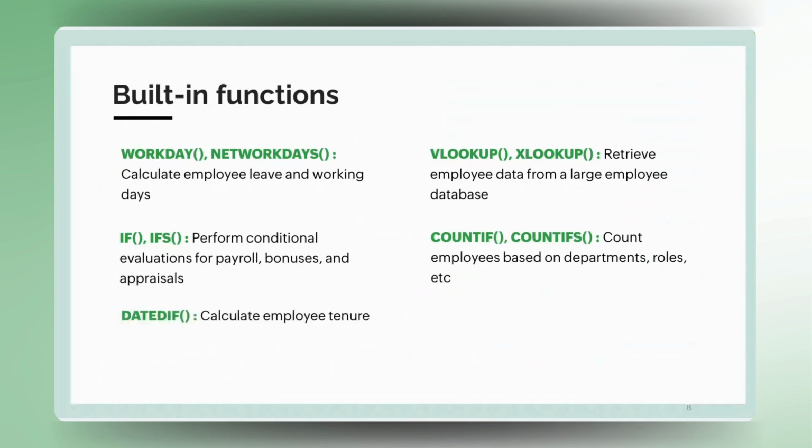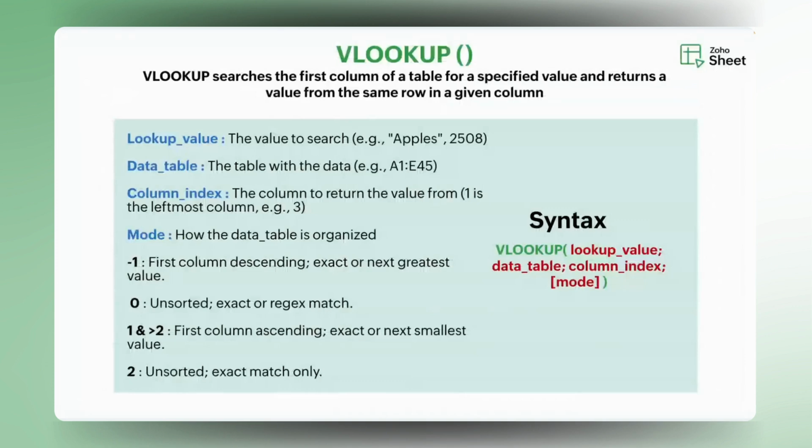I'll now show two examples using these functions to illustrate how they can be applied to HR tasks. First up, we'll start with the famous VLOOKUP function. It is like a go-to tool for searching through tables, and it simply looks for a value in the first column of your data table and gives you back a corresponding value from another column in the same row. So you can see the syntax on the screen.